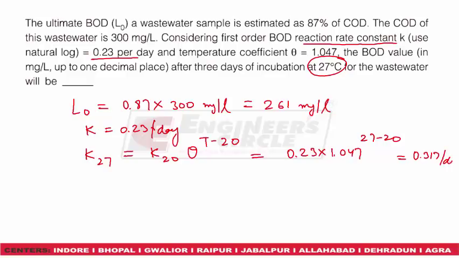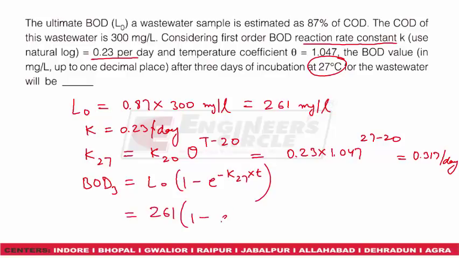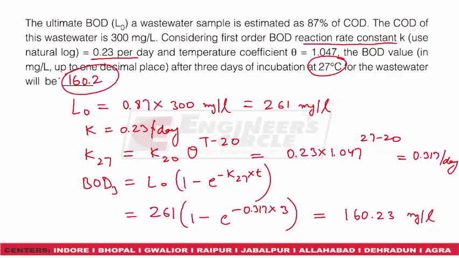So this is 0.317 per day. Now BOD after 3 days will be equal to L0 into 1 minus e to the power minus K27 into t. So this comes out to be L0 261, 1 minus e to the power minus K27, which is 0.317, and time 3 days. So this comes out to be 160.23 milligram per liter. So the correct answer would be up to one decimal place 160.2.